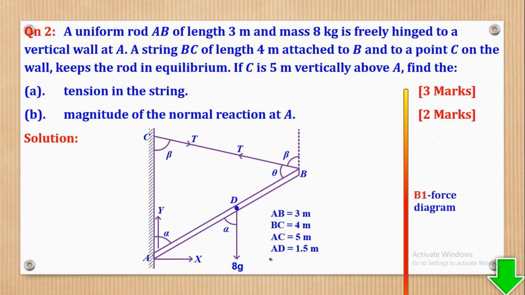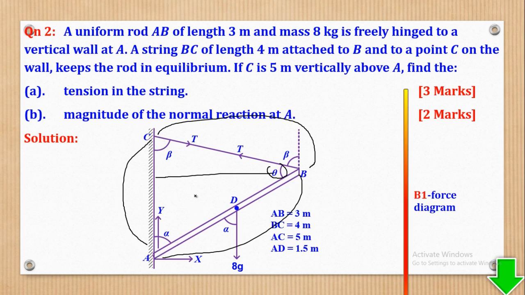So before we go to the next slide, there's our word marks for this slide. B1 for the correct force diagram, but remember, force diagrams are drawn using a ruler. Now to get the angles alpha, beta, and theta, you choose any one to start with. So if I start with theta, I'll say that AC squared is equal to CB squared plus AB squared minus 2 times CB times AB times cos theta. So remember, AC is 5, BC is 4, and AB is 3.